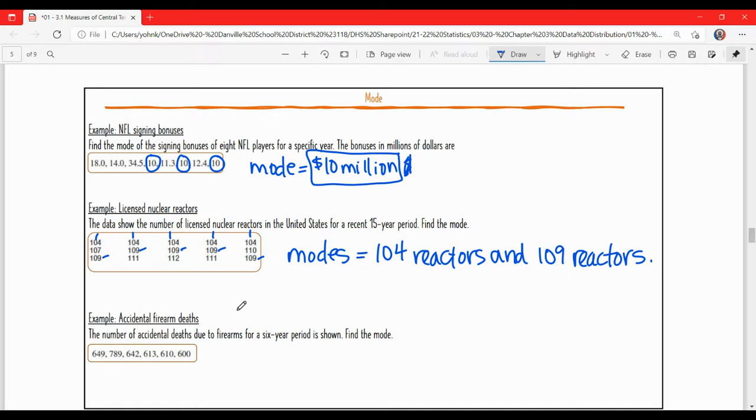Okay, finally, the number of accidental deaths due to firearms for a 6-year period is shown. Find the mode. Well, when you look at these data values, none of them repeat. So therefore, there is no mode. So you can have no mode or you can have a mode. It just depends on the problem.